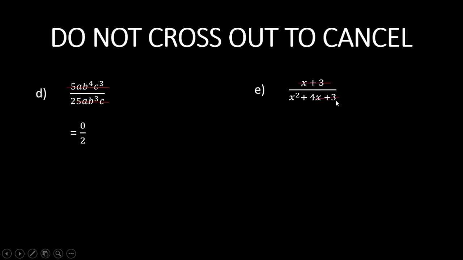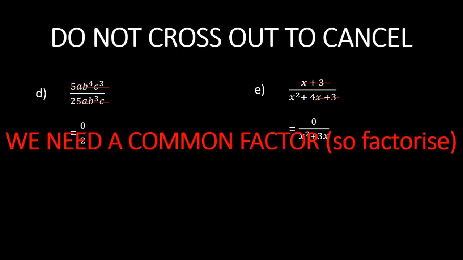I'll cross those out, and that's going to leave me with nothing on the top and x squared plus 3x on the bottom. That is not how we simplify fractions. What you've done there is you've taken away the x plus 3 on the top and taken away the x plus 3 on the bottom. We don't subtract. We need to find a common factor so we can divide both the top and bottom.